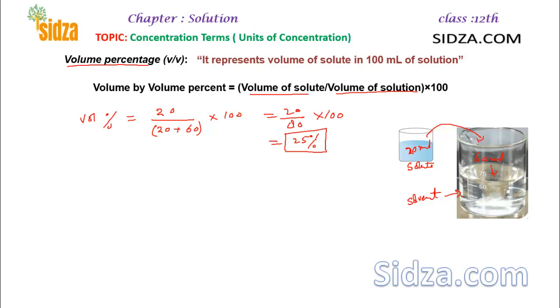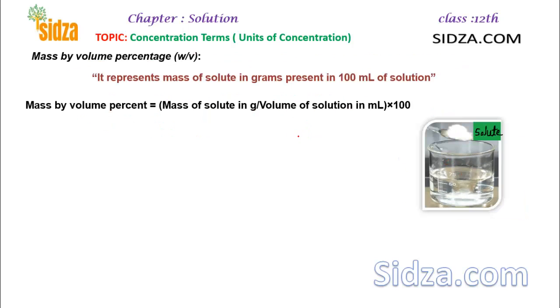So when you express both solute and the solvent in mLs, right? Volume percentage means how many mLs of solute are actually present in 100 mLs of the solution, right? So hope you got this one. Now let's move to the next one.